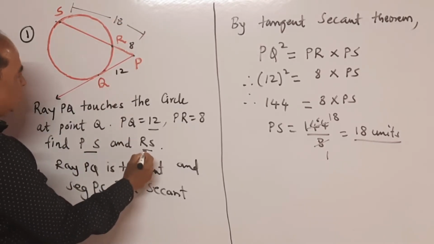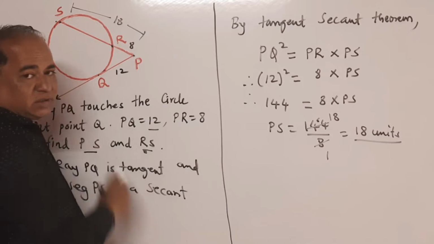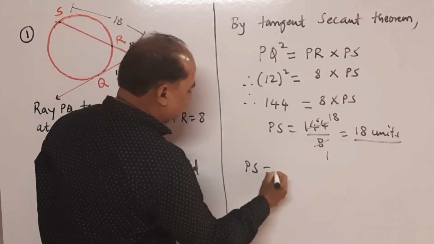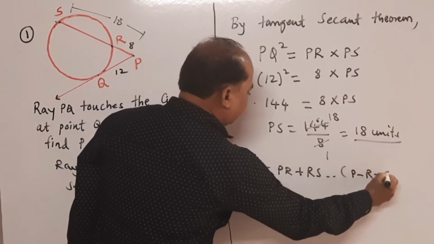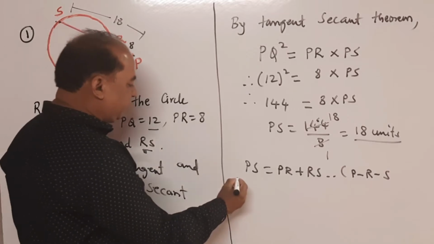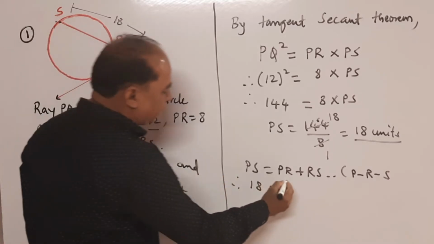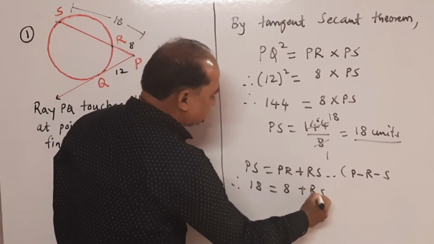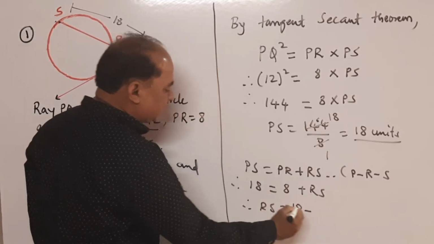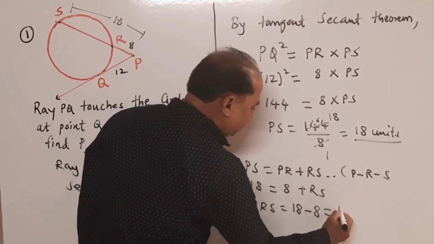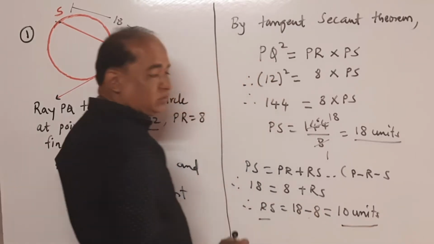Here we have to find RS. So PS is equal to PR plus RS, since R is between P and S. PS is equal to 18, PR is equal to 8, so 18 is equal to 8 plus RS. Therefore, RS is equal to 18 minus 8, which is equal to 10 units. So RS is equal to 10 units.